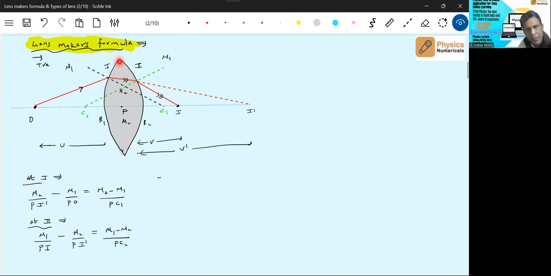This is the radius of curvature of this surface. The center of curvature of this surface will be here. The center of curvature of this surface will be at C1. So these are normals. This is a normal, I'll write it here.